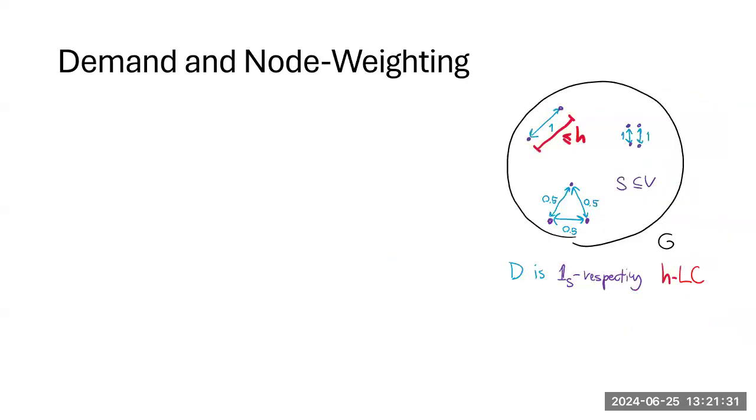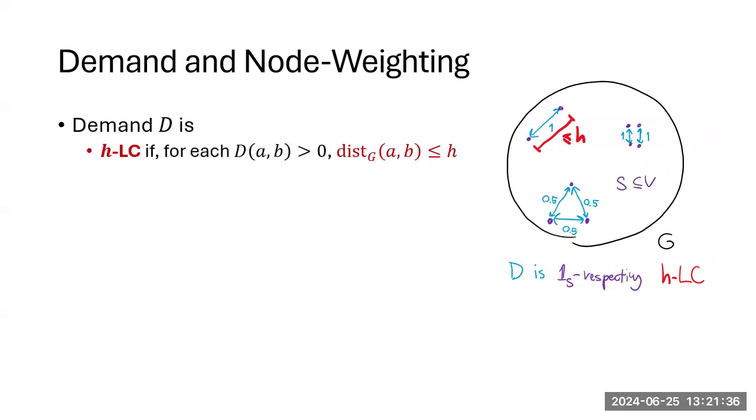Okay. So next, demand. When I say demand D is H length constraint, I mean I only try to route between pairs that have distance at most H. So demand is non-negative, and only between nodes A and B whose distance is at most H. That's when I say the demand D is H length constraint. For example, this demand D is H length constraint because I only try to route between pairs that are close, not between nodes that are far away from each other.